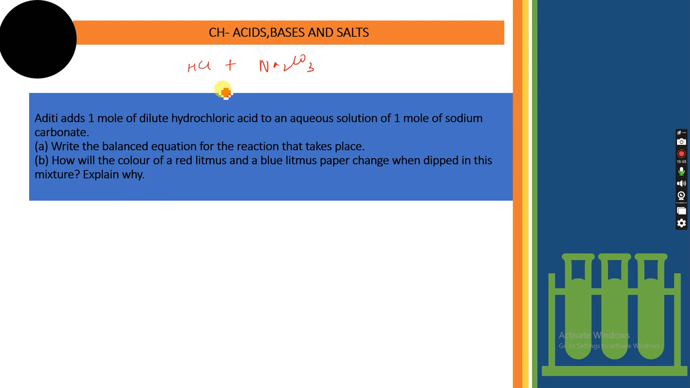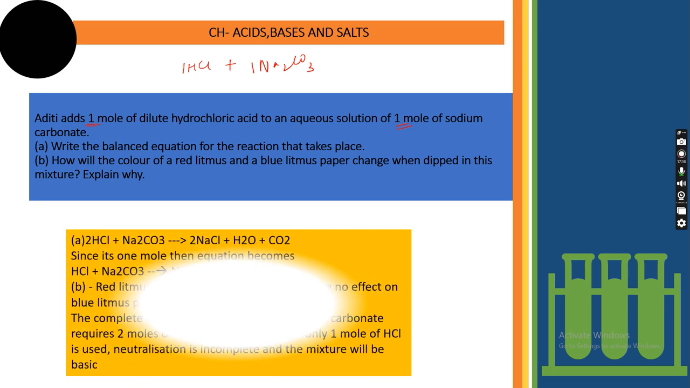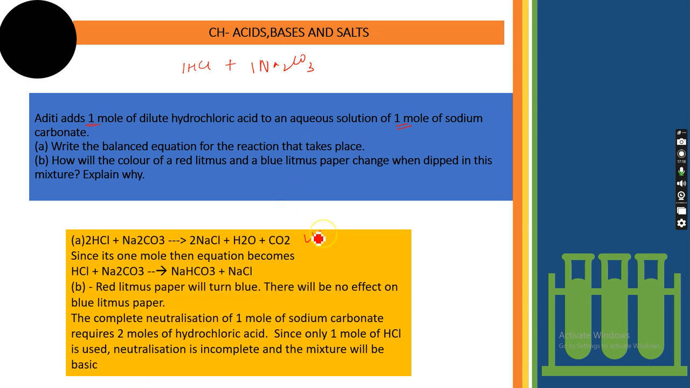Okay, so first we have to write the balanced equation. Now, one thing you have to keep in mind is why there is 1 mole and 1 mole. So this is 1 mole, this is 1 mole, 1 we don't write, so this is 1 mole of HCl, this is what Aditi has taken. Now when we add HCl and sodium carbonate, normally when you are balancing or writing the reaction between HCl and sodium carbonate, this should be the equation.